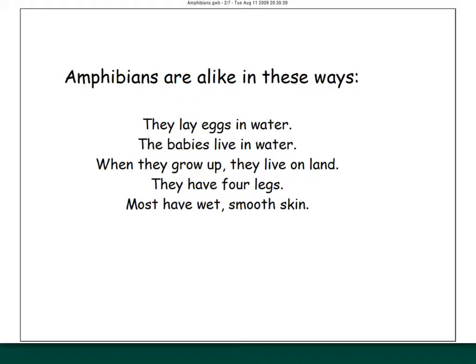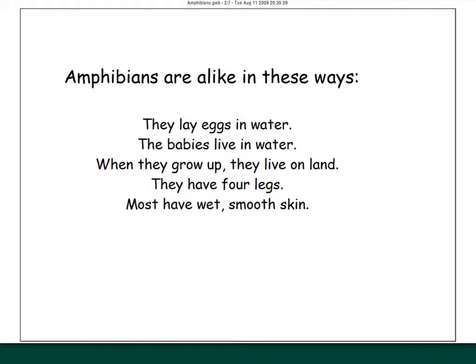Well, we know that mammals give live birth, so that's different. Okay, the babies live in water. Well, when the babies are born in water, they look different from how they'll look as an adult. That goes into the next part. When they grow up, they live on land.